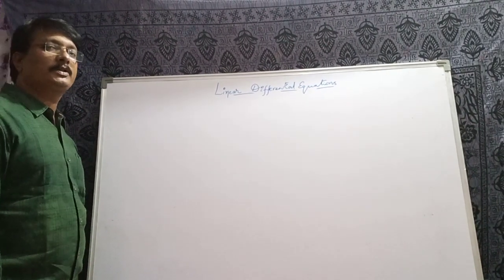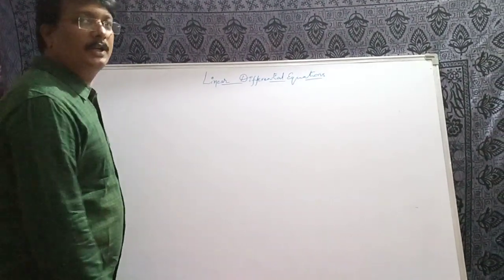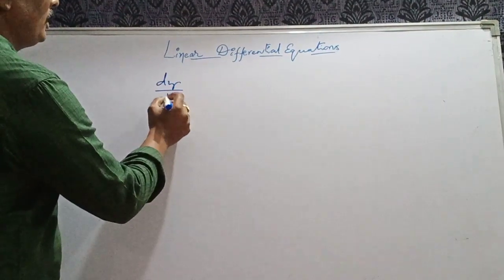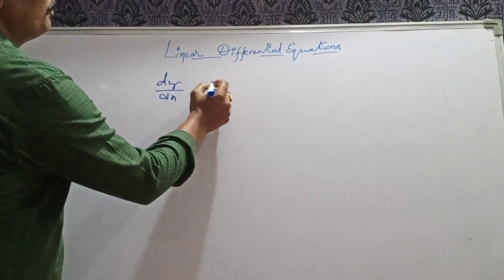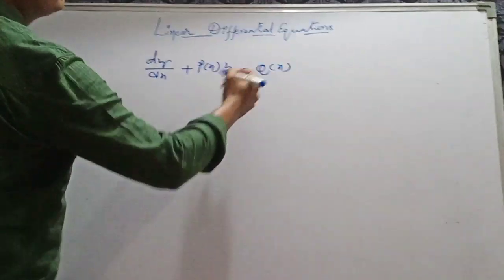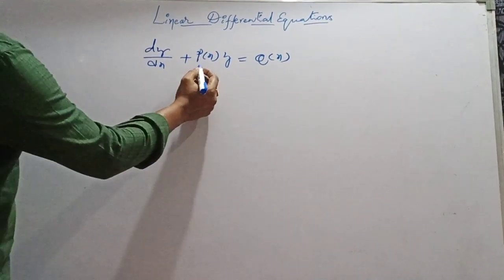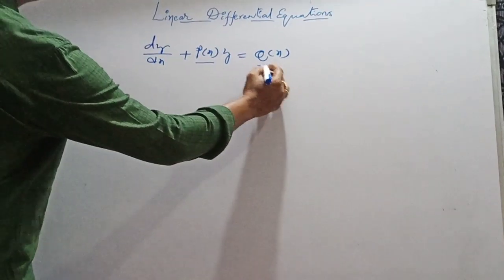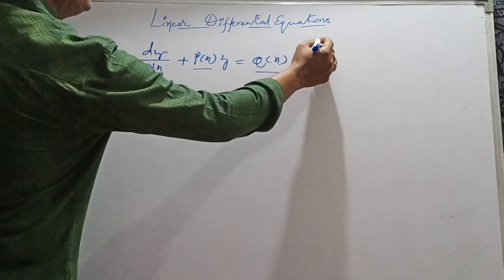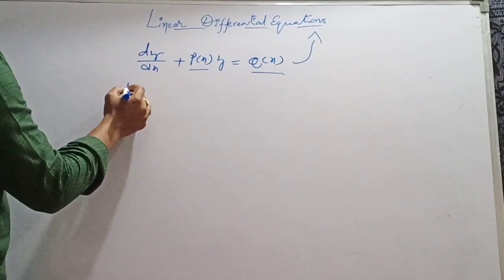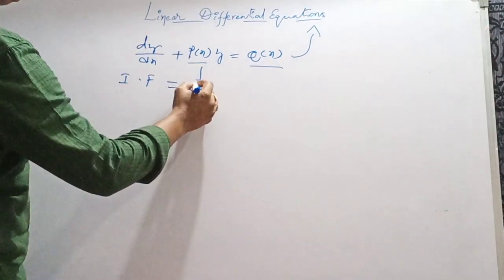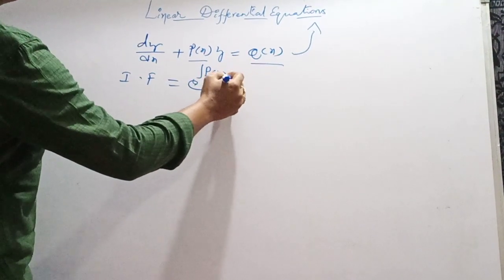Linear differential equation. The first order, first degree linear differential equation is of the form dy/dx + P(x)y = Q(x). Here P(x) is a function of x alone and Q(x) is also a function of x alone, and this is the linear differential equation. Then the integrating factor here is e^(∫P(x)dx).